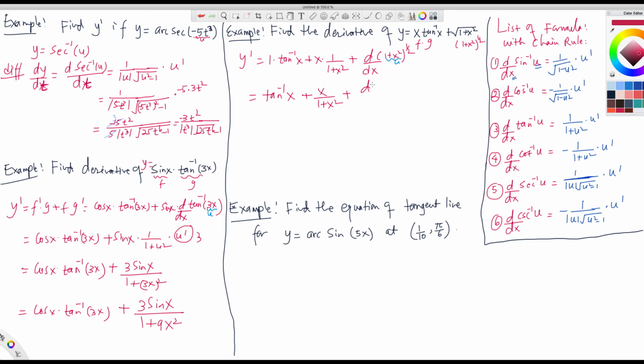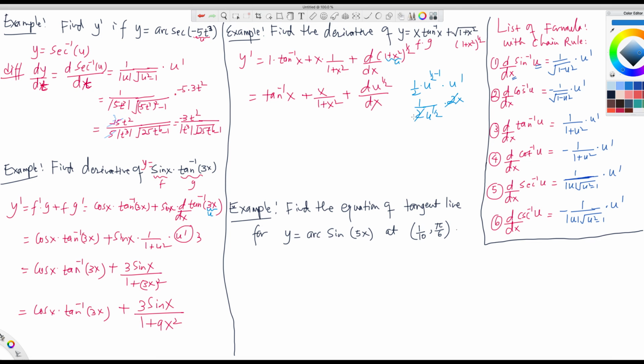d of u to the 1/2 over dx, right? What is the derivative of that? It will be 1/2 u to the 1/2 minus 1 times u prime, right? How much is that? It is 1/2 u to the negative 1/2, because 1/2 minus 1 will be negative 1/2. It is on the top, so I move that to the bottom, right? And then what is u prime? U prime is the derivative of 1 plus x squared, which will be just 2x. 0 plus 2x is just 2x, right?